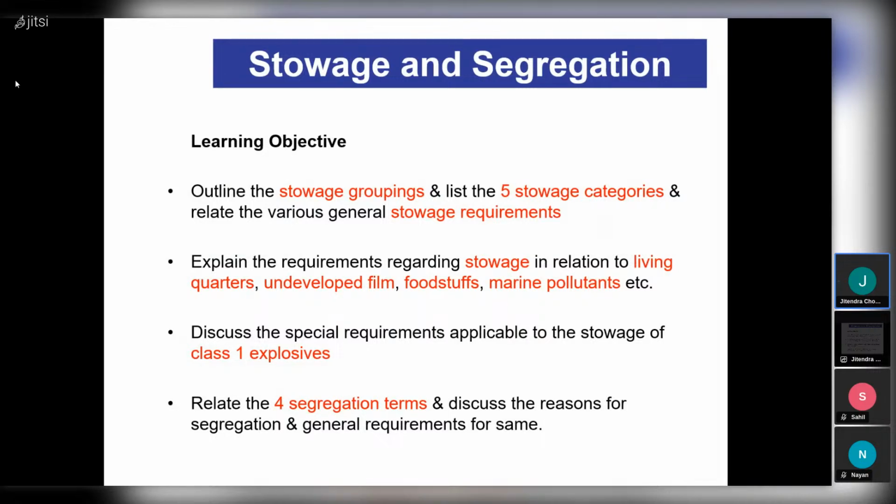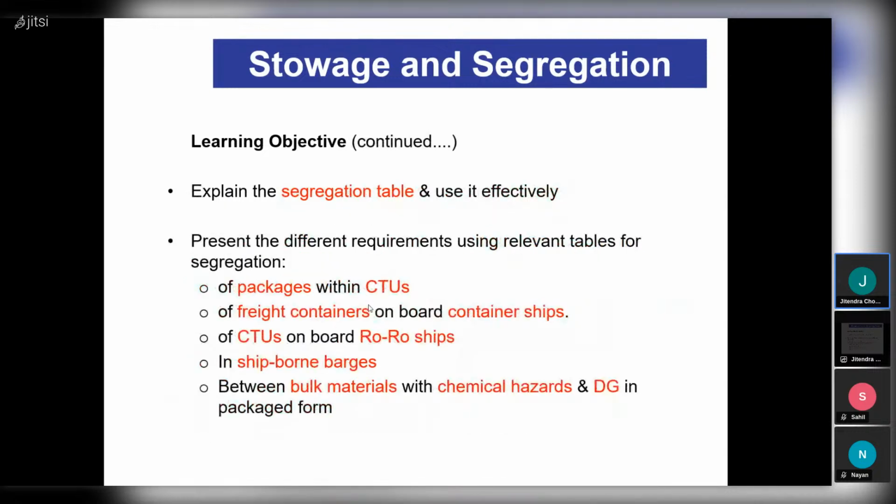So there are 5 storage categories: away from, separated by a compartment from, separated by a complete compartment or hold from, and then explain the requirements regarding storage, living quarters, undeveloped film, foodstuffs, and marine pollutants. Describe the special requirements applicable to the storage of explosives. For explosives, you need magazines. So this is the requirement as per storage and segregation.